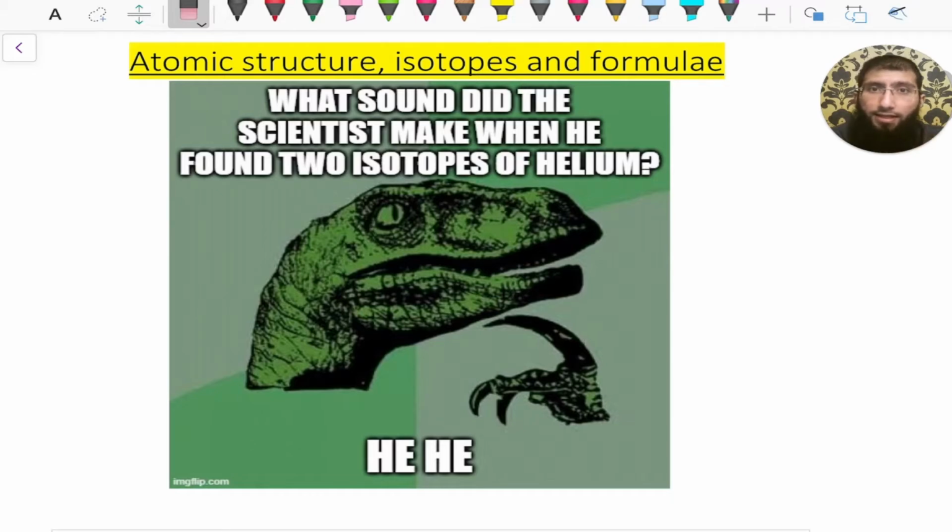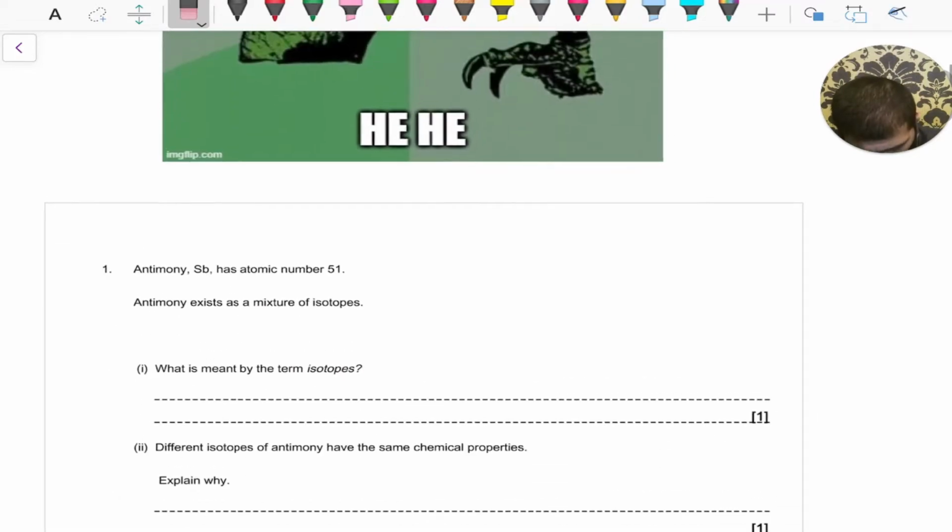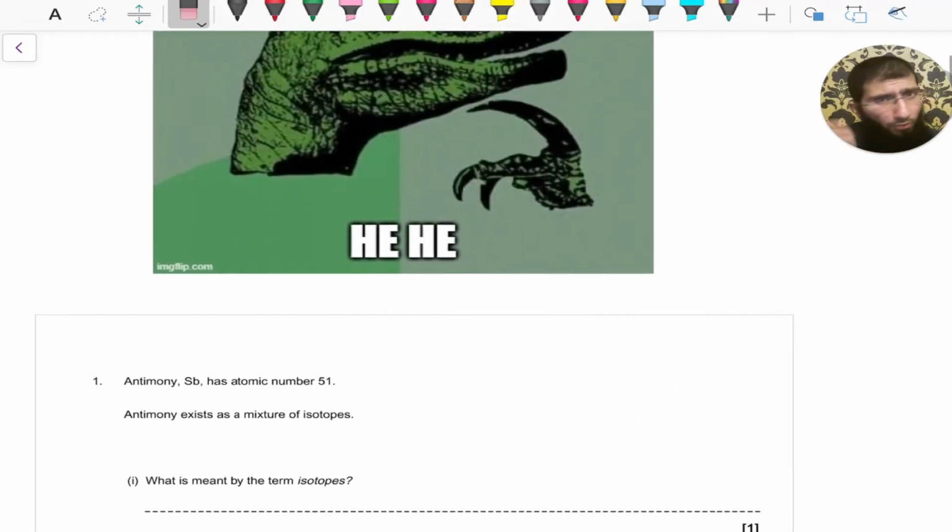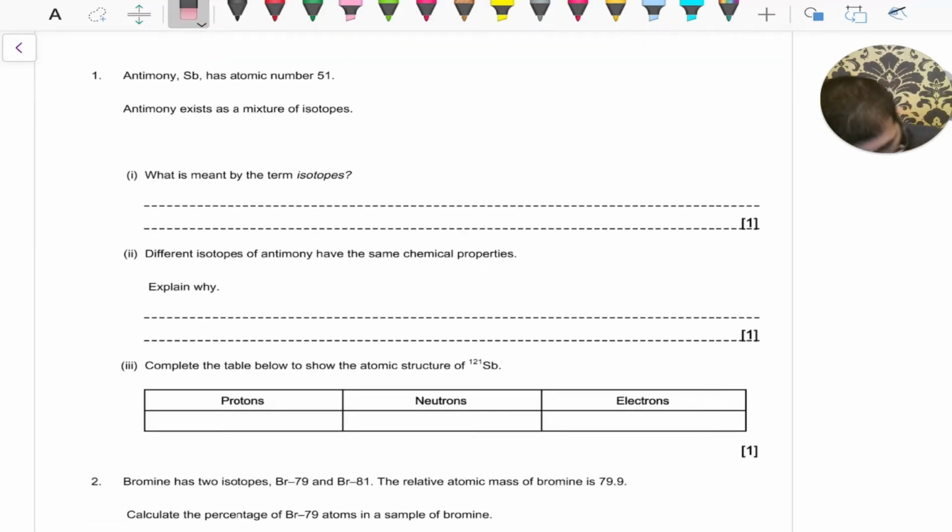Anywho, in today's session, we're going to be looking at atomic structure, isotopes, and formulae. So let's get cracking on. By the way, this is for the OCR exam spec. This will work for other exam boards, but I want you to understand this is tailored to OCR. We're going to start off with topics 2.2.1 to 2.2.2 from the specification.